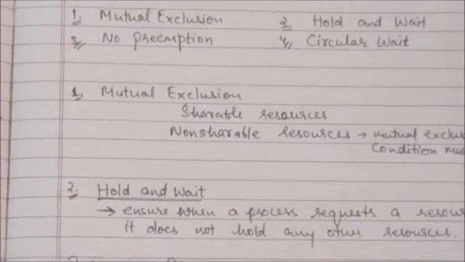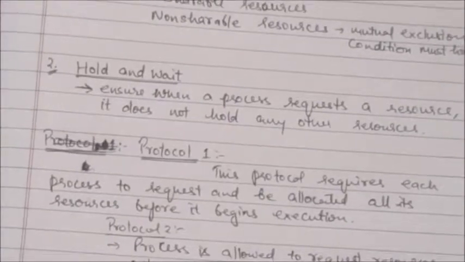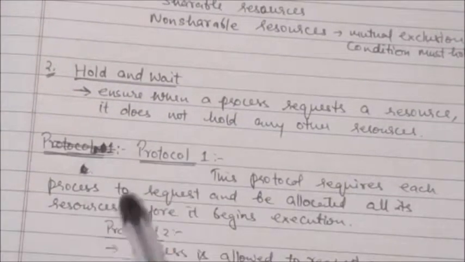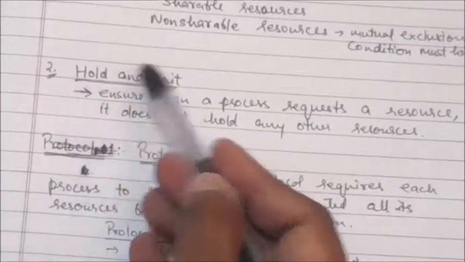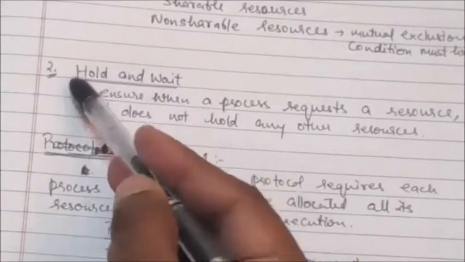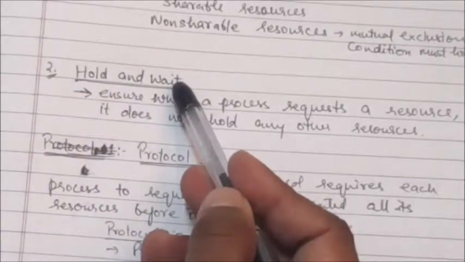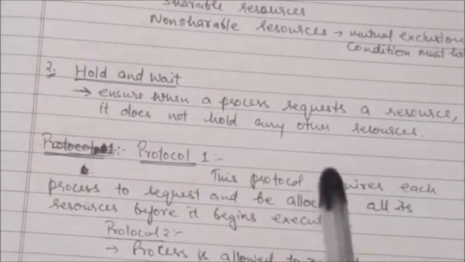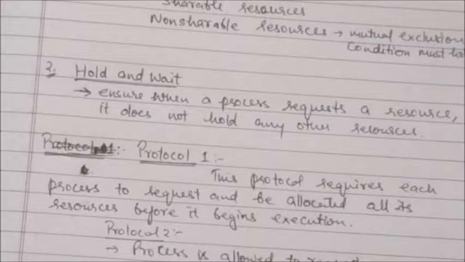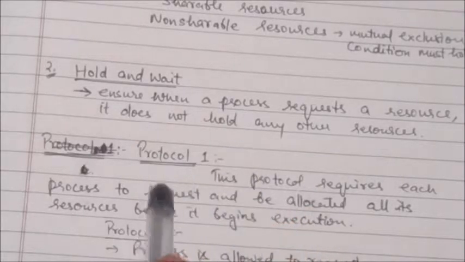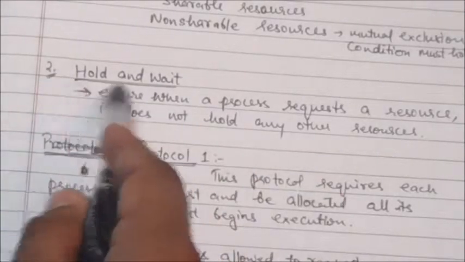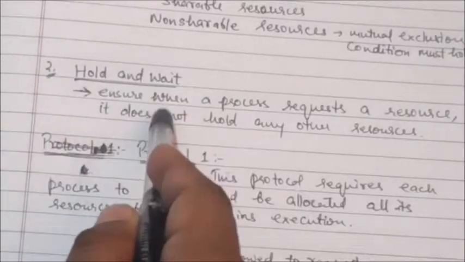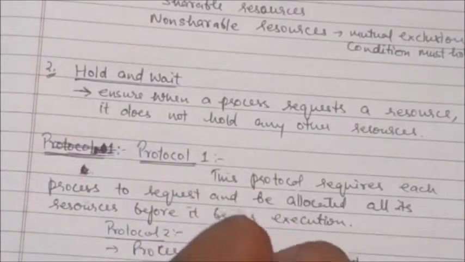Another condition is hold and wait. To ensure that the hold and wait condition doesn't hold, we have to ensure that when a process requests a resource, it does not hold any other resource. To ensure this, we have two protocols.